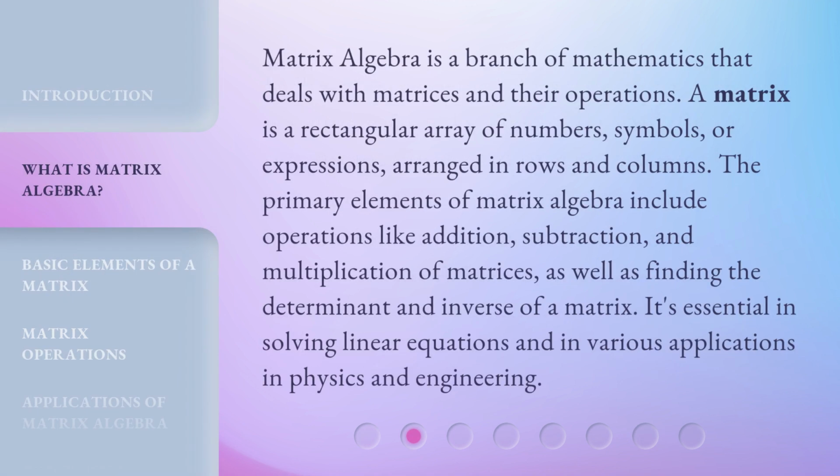Matrix algebra is a branch of mathematics that deals with matrices and their operations. A matrix is a rectangular array of numbers, symbols, or expressions, arranged in rows and columns. The primary elements of matrix algebra include operations like addition, subtraction, and multiplication of matrices, as well as finding the determinant and inverse of a matrix. It's essential in solving linear equations and in various applications in physics and engineering.